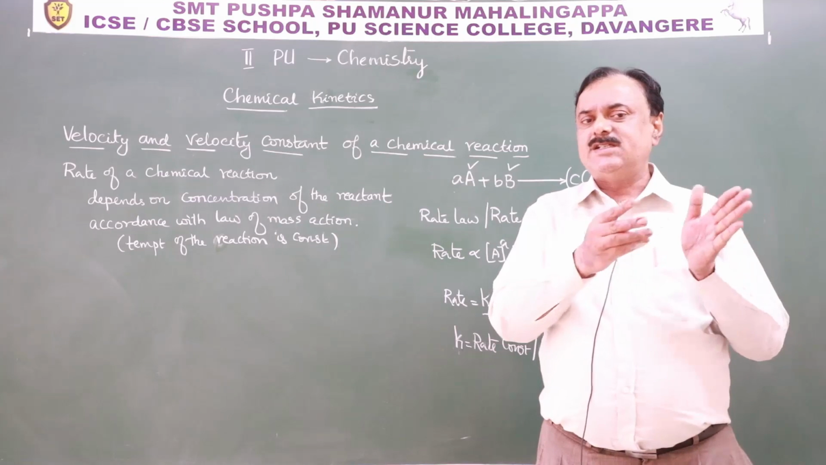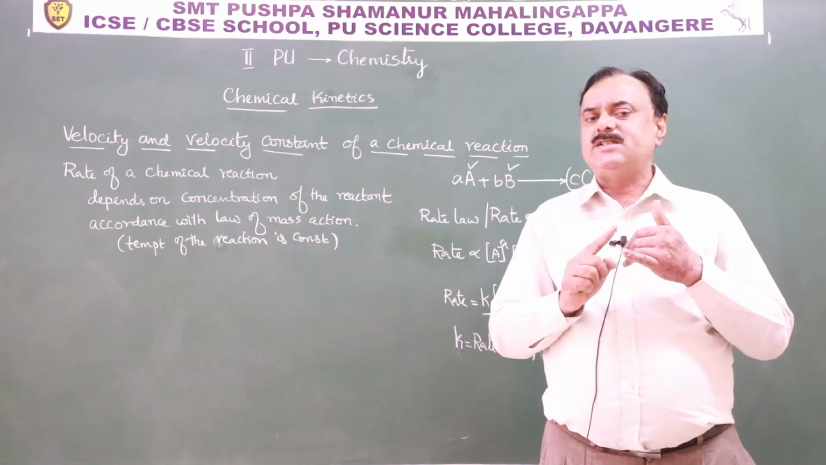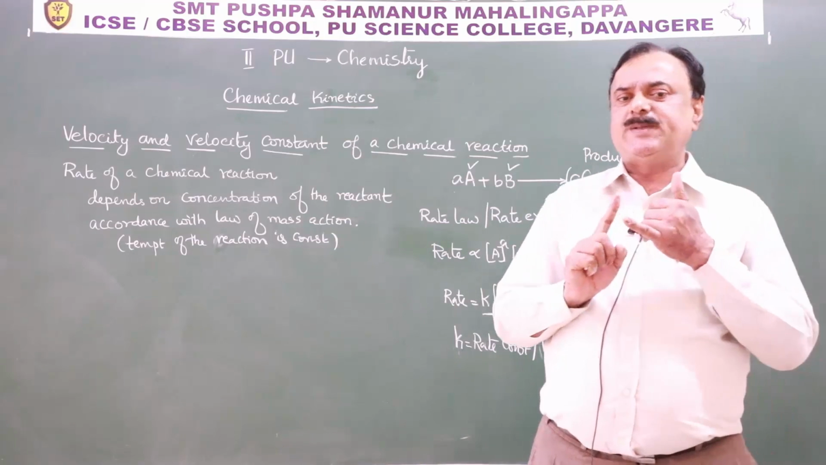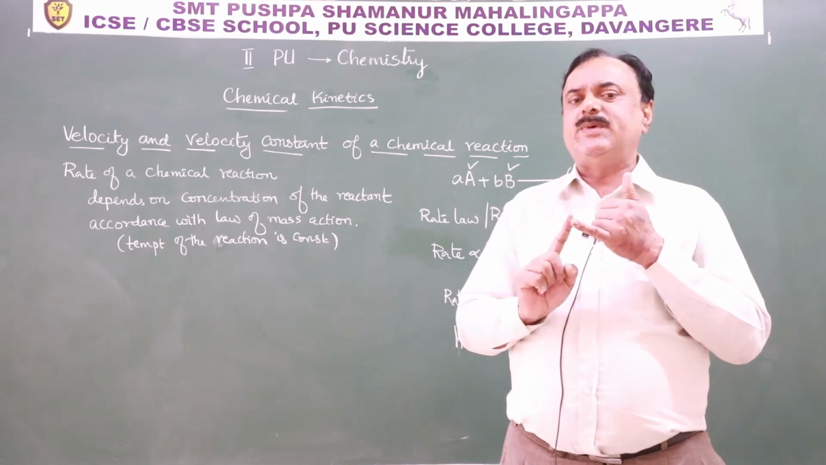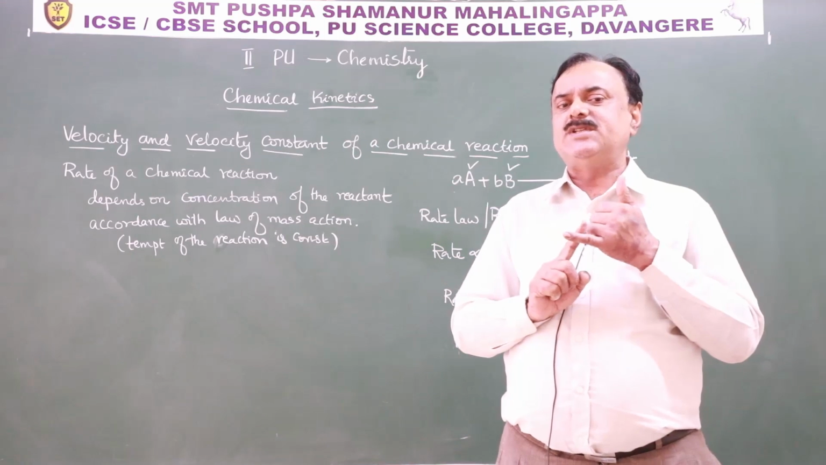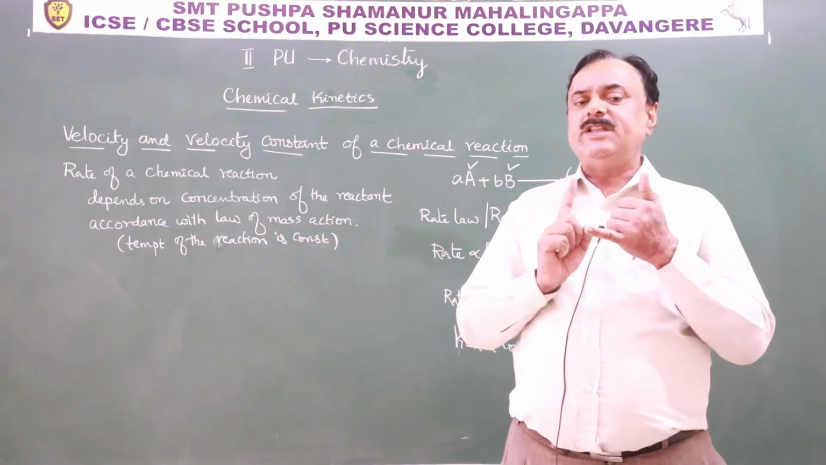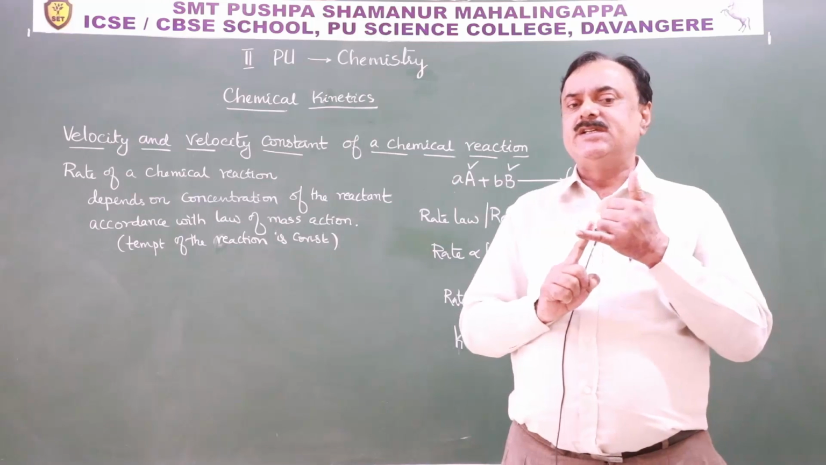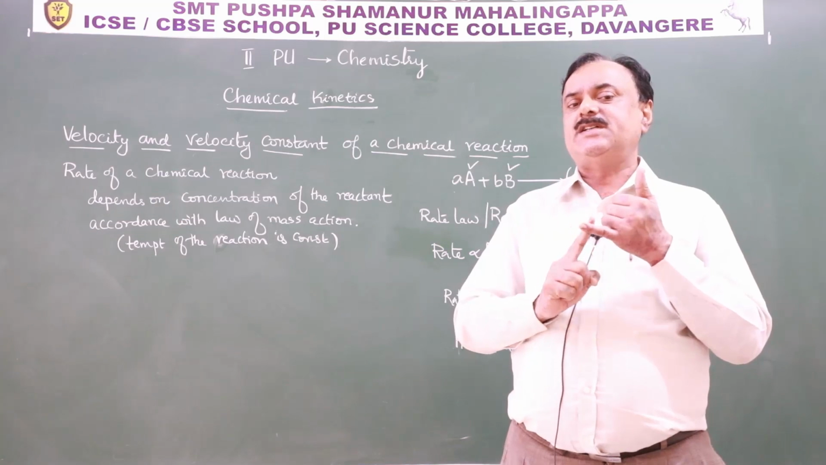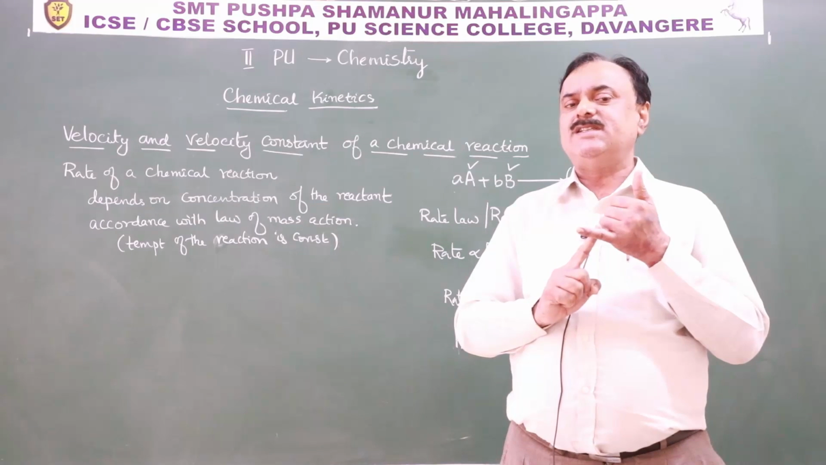Therefore, the velocity constant depends upon which factors? It does not depend upon the initial concentration of the reactant. It depends upon the temperature of the chemical reaction, and also upon the catalyst, preferably a positive catalyst. When a positive catalyst is used, the velocity constant increases. When the temperature increases, the velocity constant increases. When the concentration of the reactant either increases or decreases, the velocity constant is always constant.